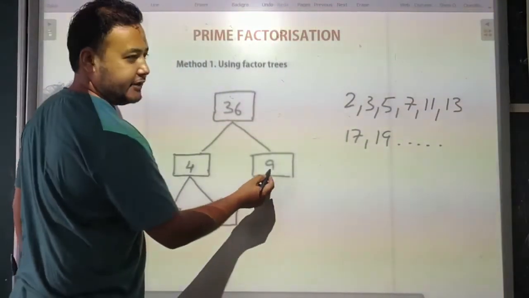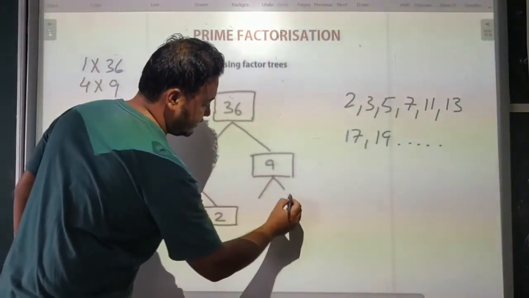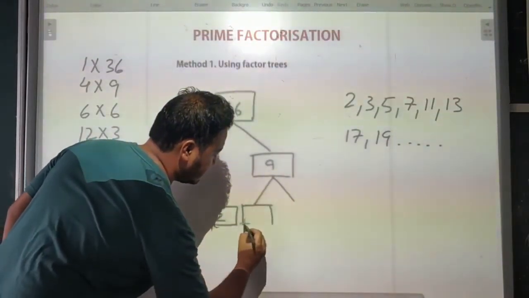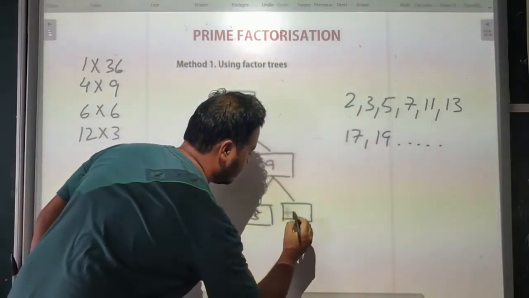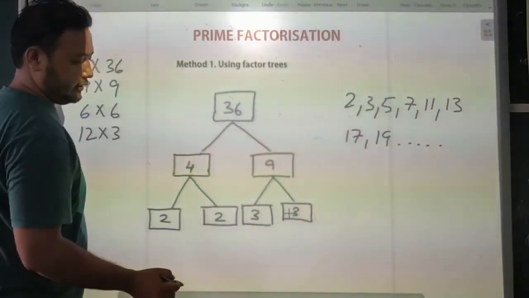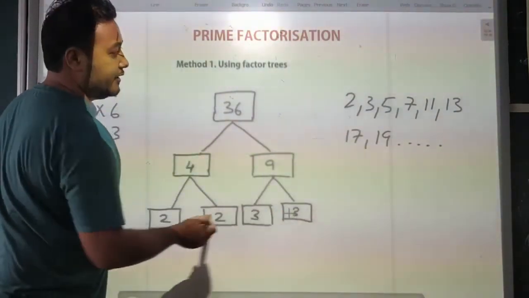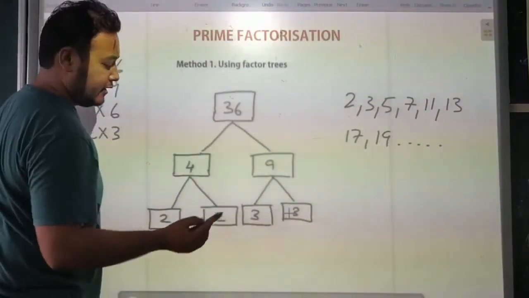What about 9? Is 9 a prime number? No, it's not. So we're just going to break this into its factors. Okay, so again I'll make branches and 3 into 3 is 9. Okay, so is 3 a prime number? Yes, it is. So that means now you've completely prime factorized 36. There are no other numbers besides prime numbers.